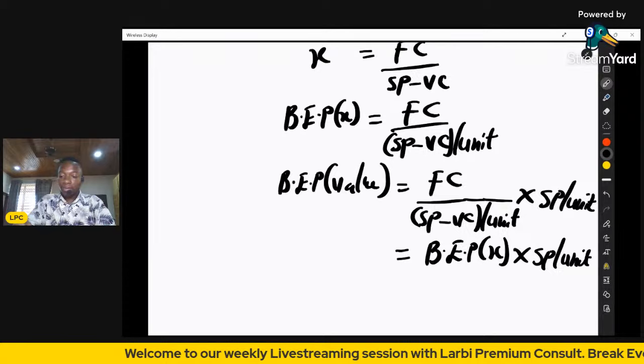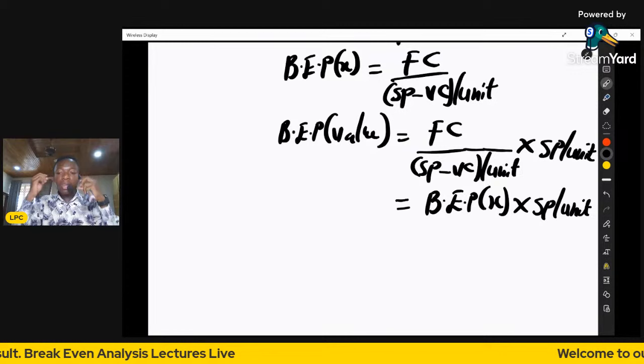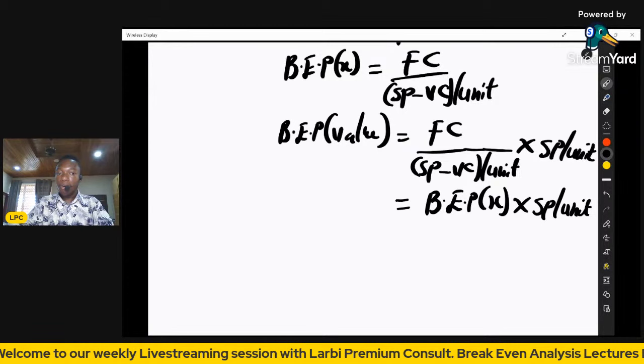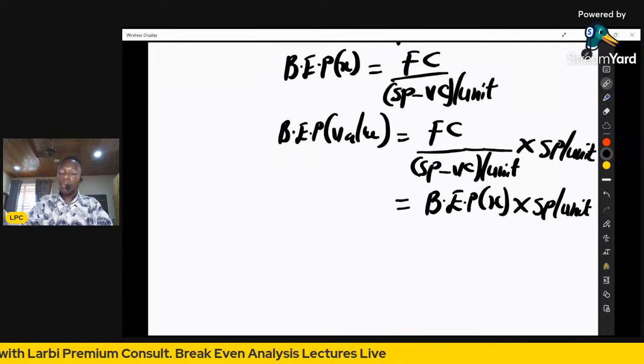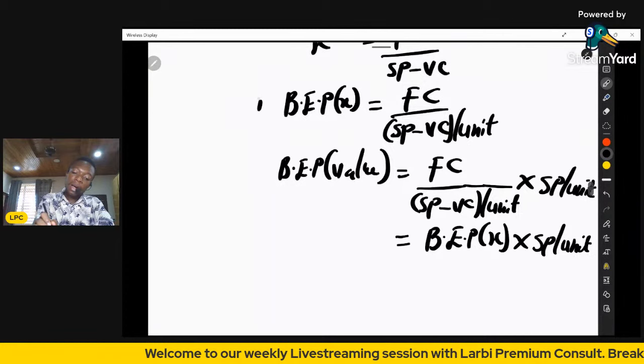Then we can also discuss our margin of safety that we talked about on the graph. We said the margin of safety is the level of sales in terms of units beyond the break-even point where we are making a profit. And in terms of value too, it's going to be beyond the break-even point in terms of value where we make a sale. So in simple terms, we define margin of safety. That becomes our formula one, I and II.